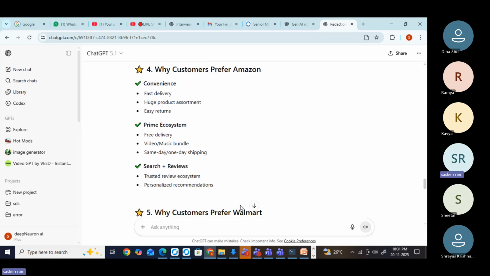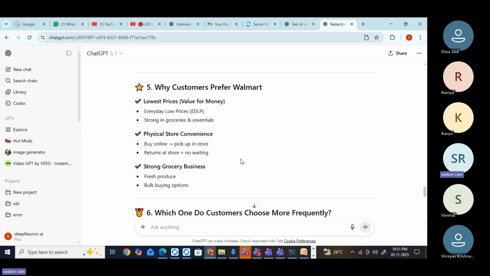Why do customers prefer Amazon? Convenience, Prime ecosystem, search, reviews. Why do customers prefer Walmart? Lowest prices, physical store convenience. Okay, returns at store, no waiting time. Buy online, pick up in store. So buy online is another feature, right? You can order the item, and once you order it, everything will be packed, and they will keep it there. All you need to do is go and pick up, that's all. Make the payment, and then you can go and pick up from their store, right? You don't have to go there and pick the item and pack it. You don't have to have that headache.